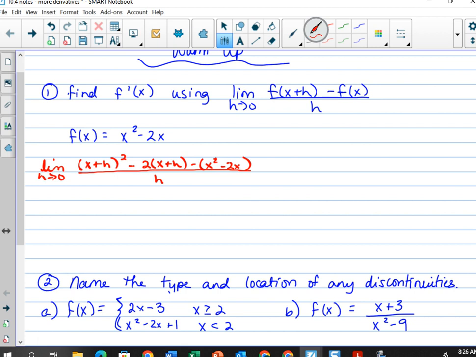So put your x. Remember, we plug in x plus h anywhere there's an x. So x plus h quantity squared minus 2 times x plus h, and then subtract all of f of x. So subtract x squared minus 2x. Plug something in, all over h. No, this is an answer. Okay, so we're good? But then you put not zero. Like totally speaking a foreign language right now.